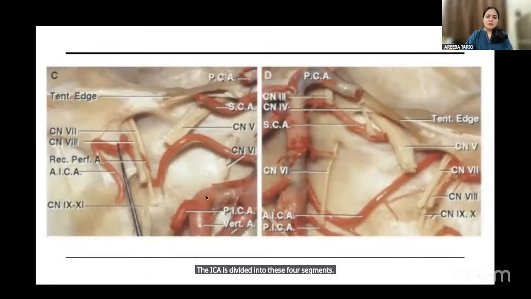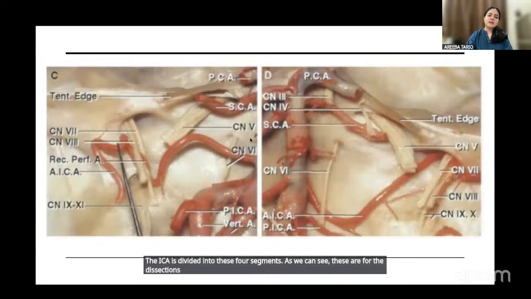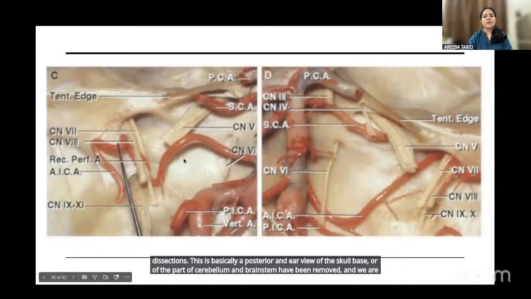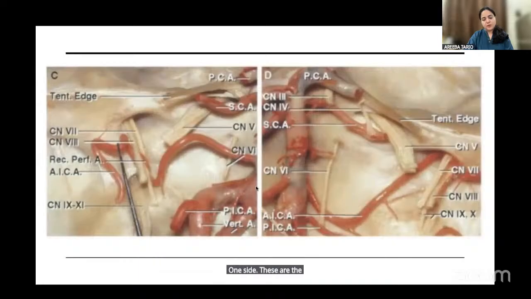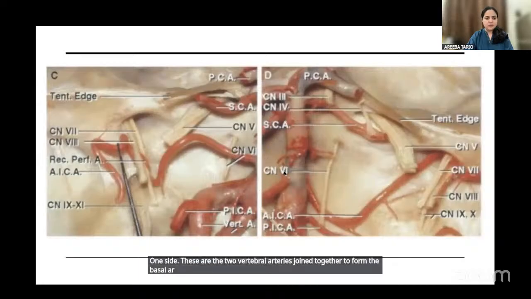As we can see, these are further dissections. This is basically a posterior anterior view of the skull base. All of the cerebellum and brainstem have been removed, and we are seeing just a magnified view of one side. These are the 2 vertebral arteries joined together to form the basilar artery. We don't have an image over here, and we can see this vessel. This is the ICA. How do we know this is the ICA? Because this is closely associated with cranial nerve 7 and cranial nerve 8.